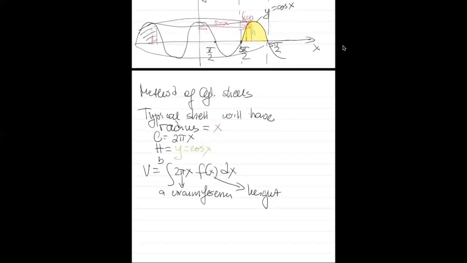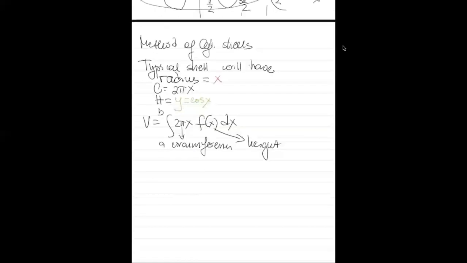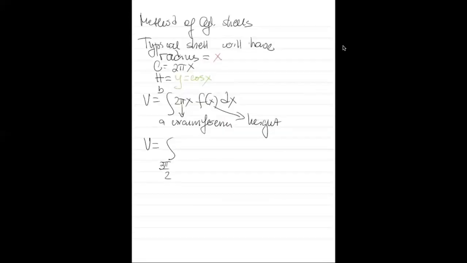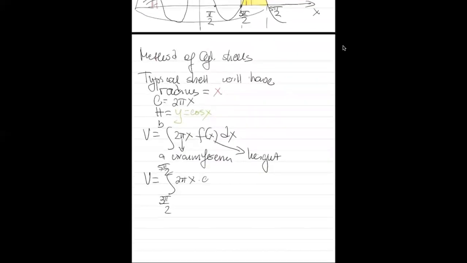So, to continue substituting, what is our boundary here for x? Our region is from 3 pi over 2 to 5 pi over 2, 2 pi x. And what's our f of x? That's the cosine curve, so cosine x dx. It says to leave the integral without calculating.